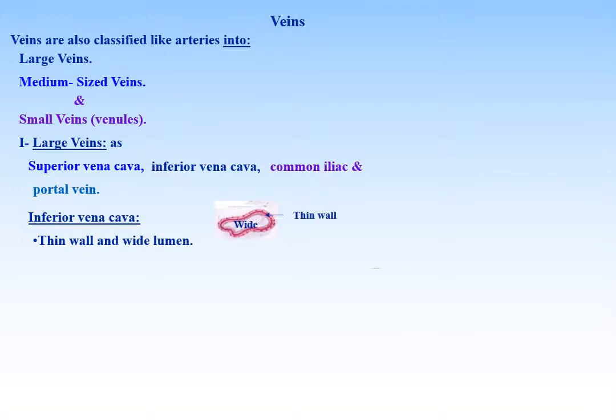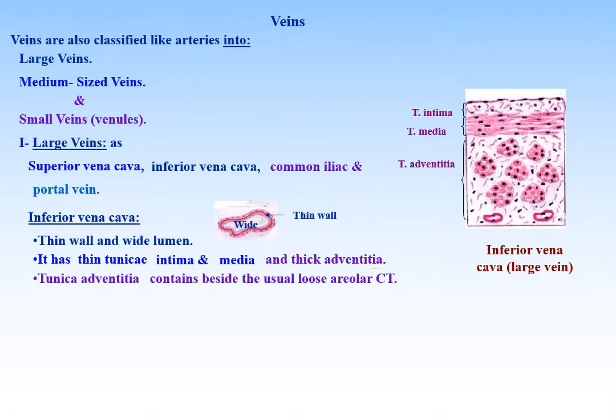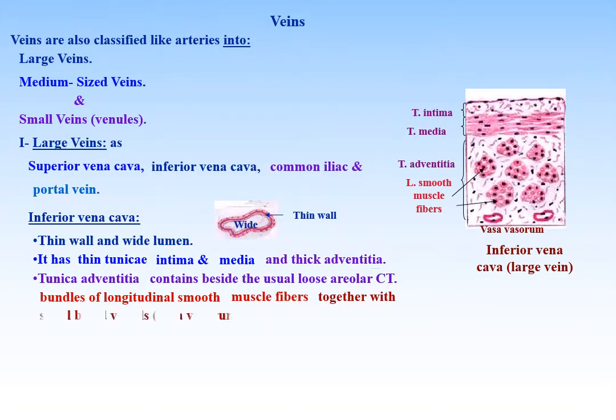It has a thin tunica intima, media, and a very thick adventitia. Tunica adventitia contains, besides the usual loose areolar connective tissue, bundles of longitudinal smooth muscle fibers, together with small blood vessels, vasa vasorum.